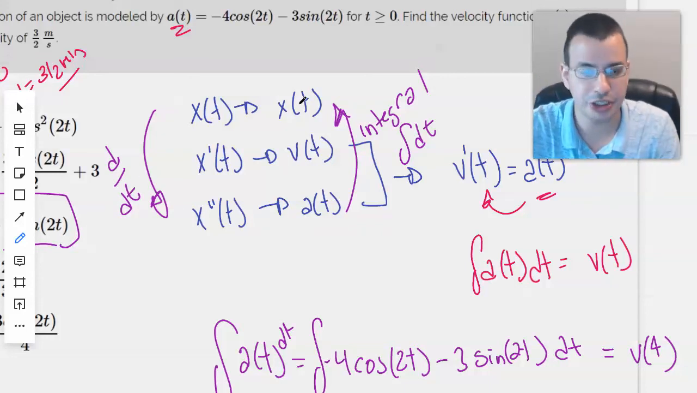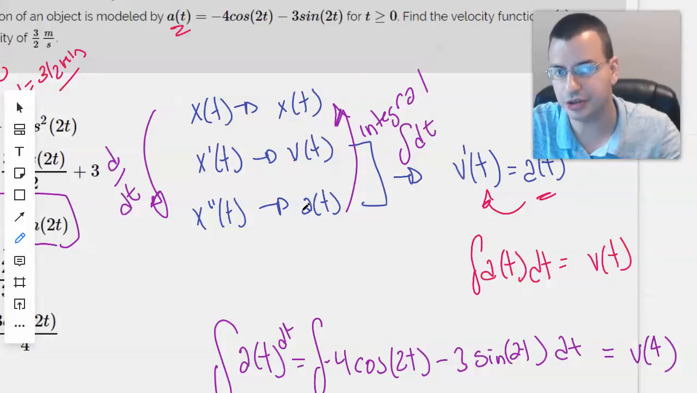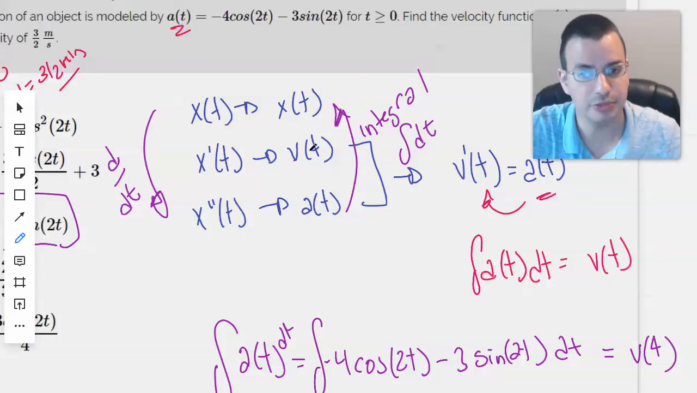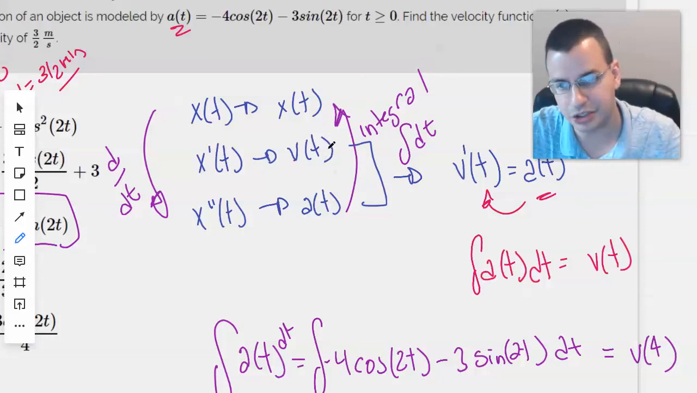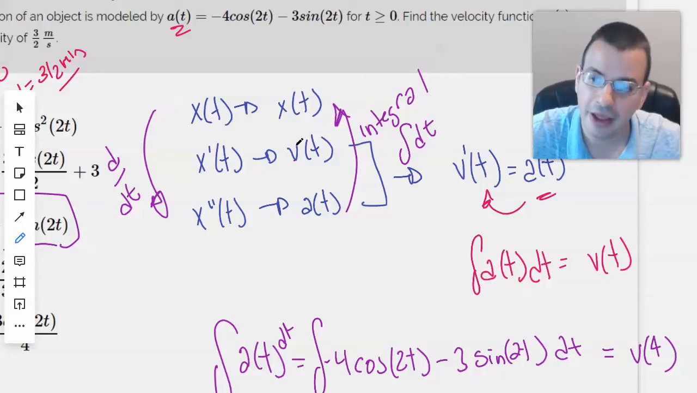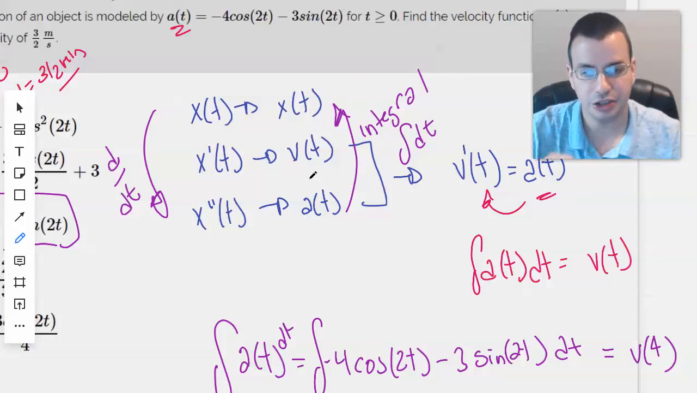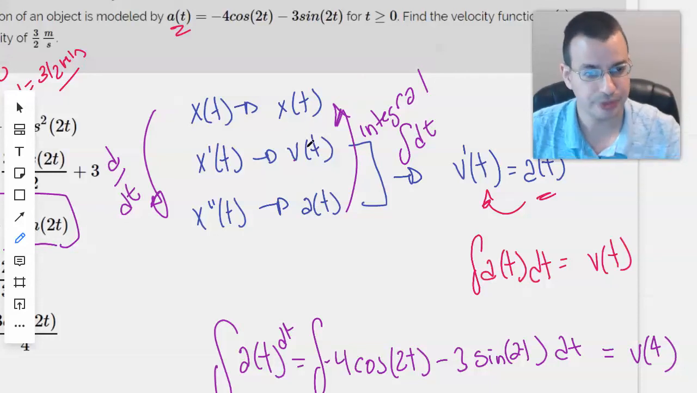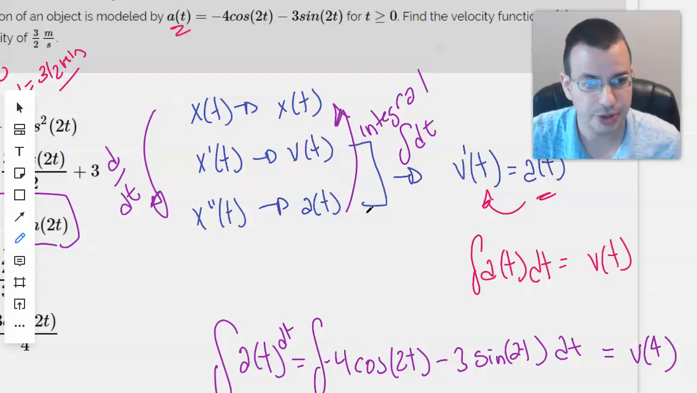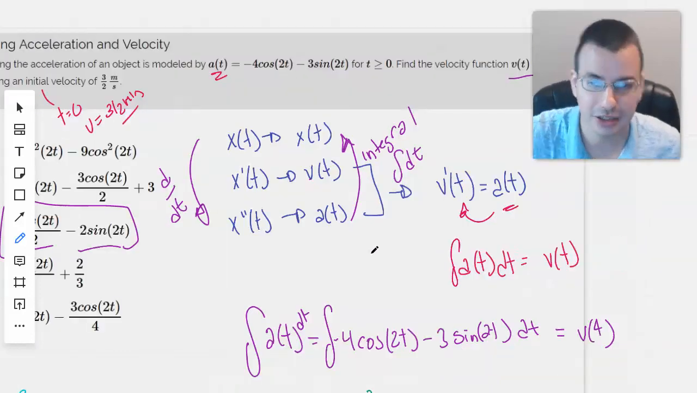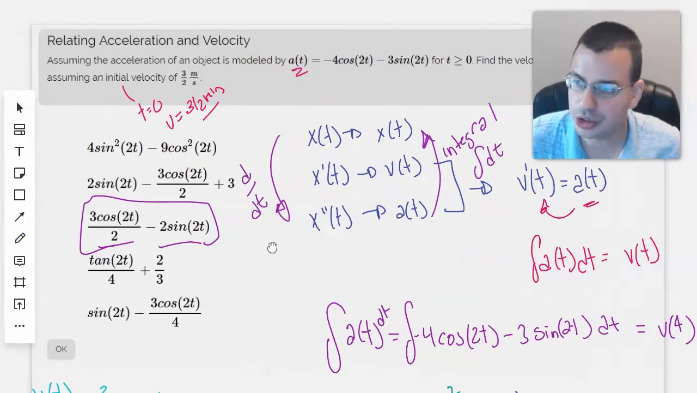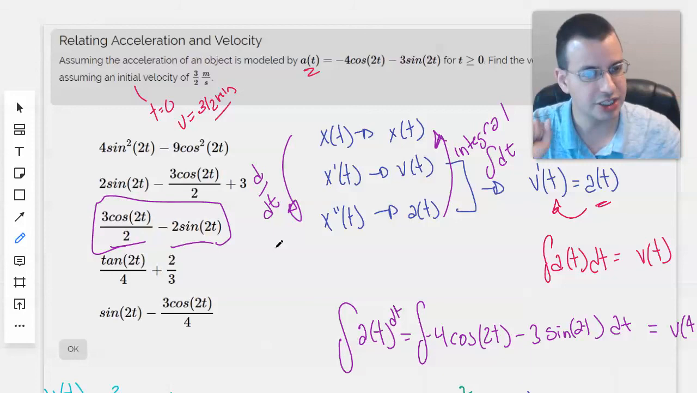So start with position. You want to get velocity, take the derivative. You have velocity, you want to get acceleration, take the derivative again. You have acceleration, but you want to get to velocity, you take the integral with respect to time. And if you have velocity and you want to find position, you take the integral with respect to time. Or if you want to go from acceleration straight to position, you take the integral with respect to time twice. That's the idea of how you convert between acceleration, velocity, and position.